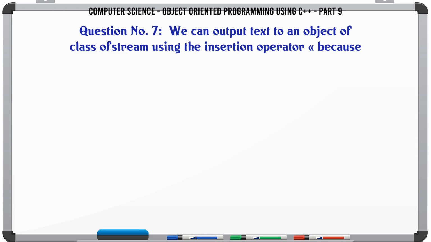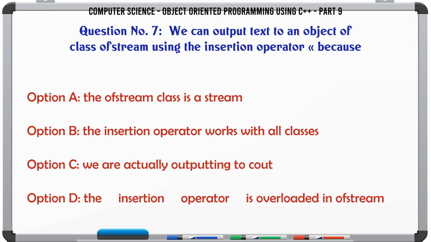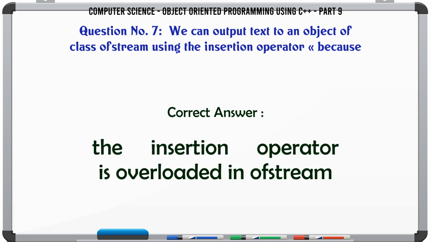We can output text to an object of class ofstream using the insertion operator because A. the ofstream class is a stream, B. the insertion operator works with all classes, C. we are actually outputting to quote, D. the insertion operator is overloaded in ofstream. The correct answer is the insertion operator is overloaded in ofstream.